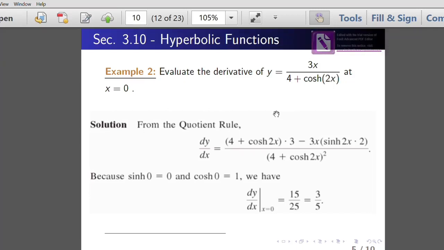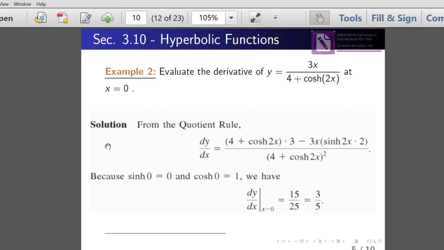So let us do it step by step. Derivative of 3x will be 3 multiplied by this part, which is 4 plus hyperbolic cosine 2x, minus derivative of this part, derivative of 4, 0. Derivative of hyperbolic cosine will be hyperbolic sine multiplied by the derivative of 2x, which is 2. So here we get hyperbolic sine 2x multiplied by 2. Then we need to multiply it by this 3x. Divided by this one squared, so (4 plus hyperbolic cosine 2x) all squared.